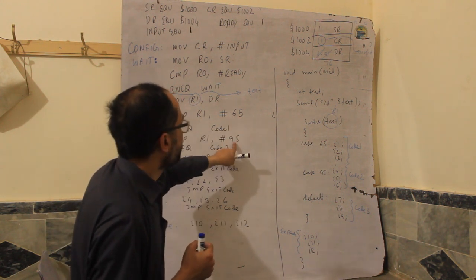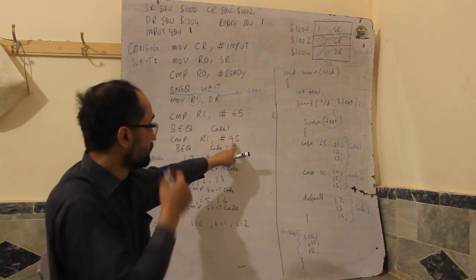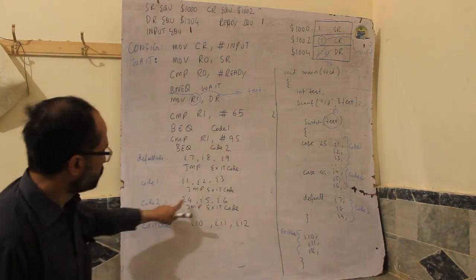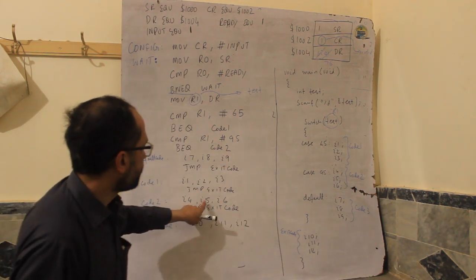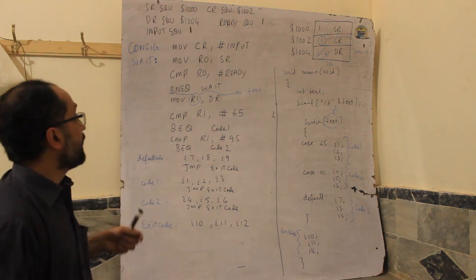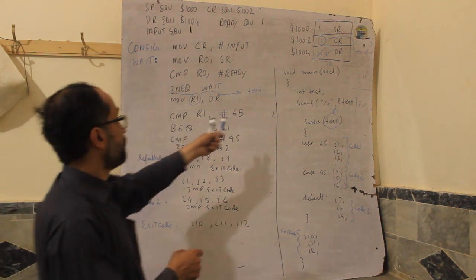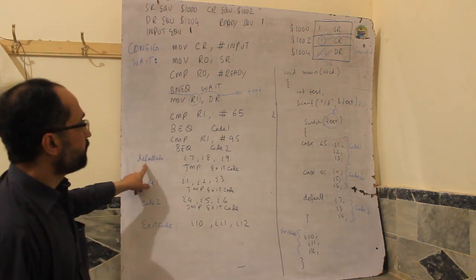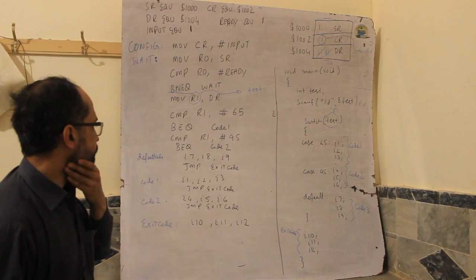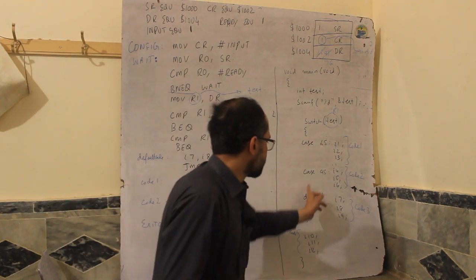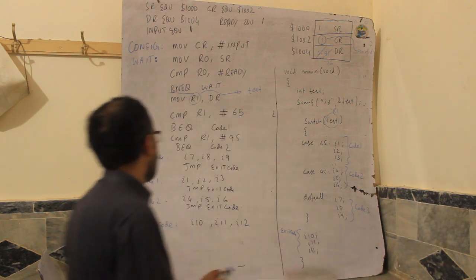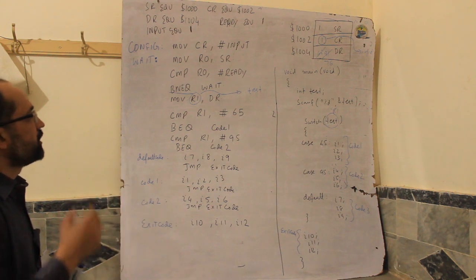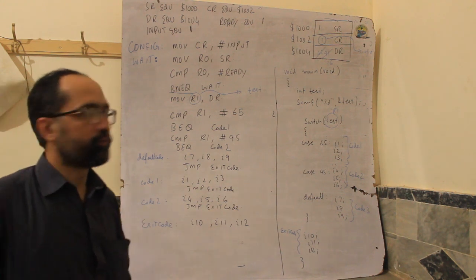If it is not equal to 65, then it will compare with 95. If it is equal to 95, it will jump to code 2, and the instructions I4, I5 and I6 will be executed. In the default case, both conditions are false, so the control will be transferred to the default code. And when this default code executes, the control is again transferred to the exit code. So you can test it with different conditions or different scenarios.